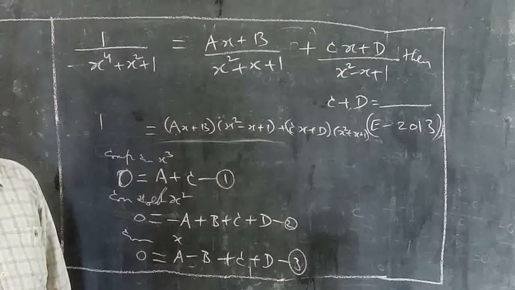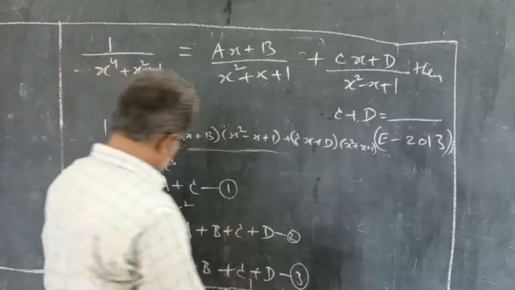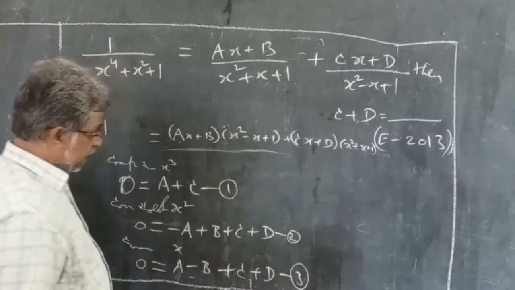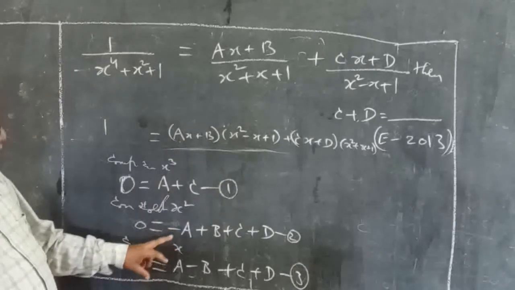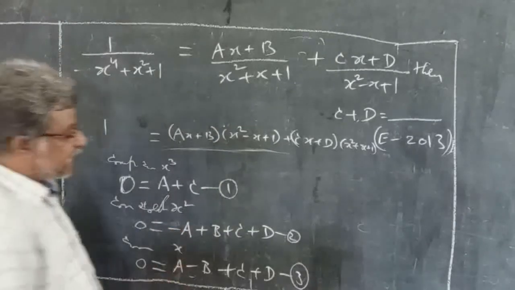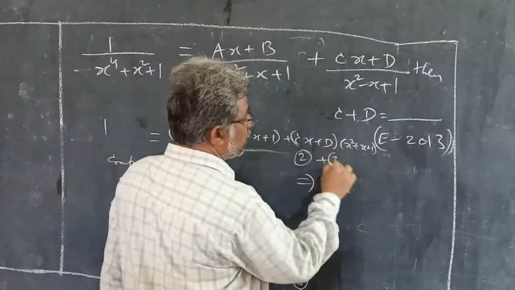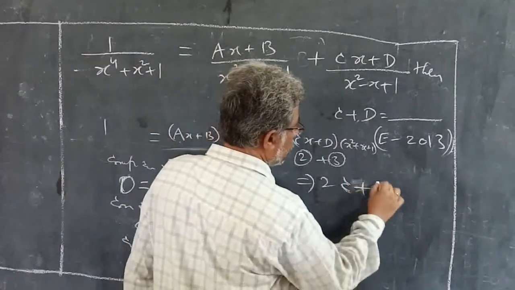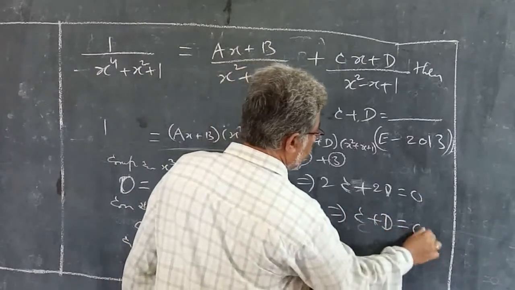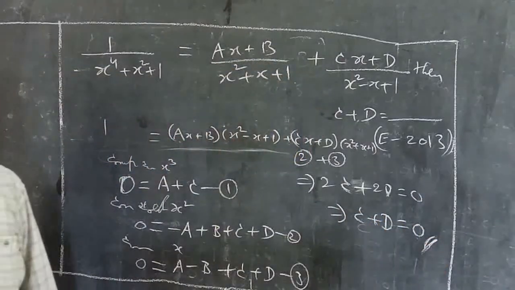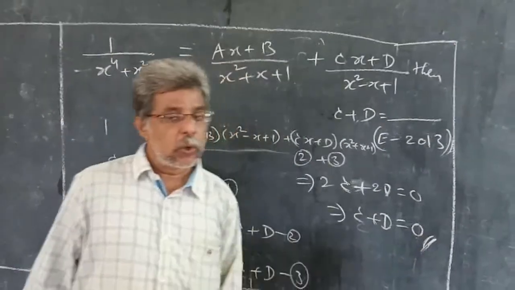Just add these two. What happens? A cancels, b cancels. I will get 2c plus 2d equal to 0, which implies c plus d equal to 0. We are not bothered about the separate values of c and d, but the sum of the two is 0.